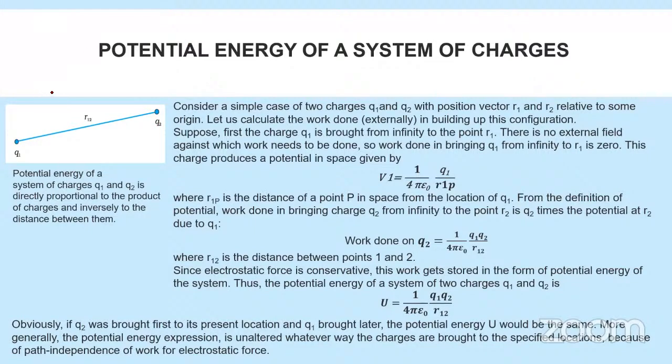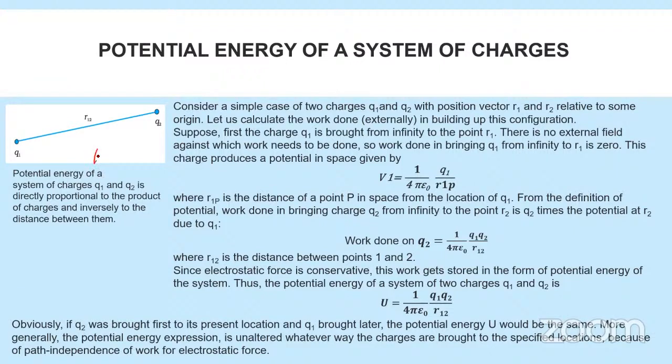Okay, so now we are first going to bring Q1 to this point. There is going to be some work done to get Q1 over here. Suppose Q2 is not yet over here, so there is no electric field as such. There is no external field that we have to do the work against. That is why there is no work actually being done in bringing Q1 from infinity to this position, so that is going to be 0.